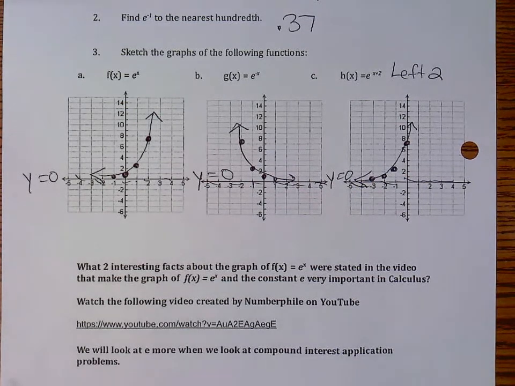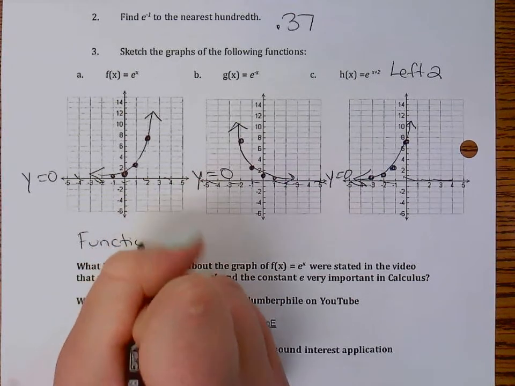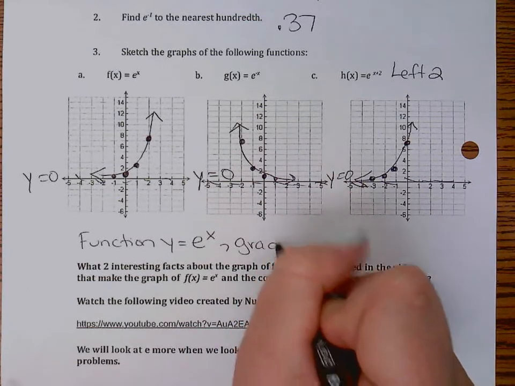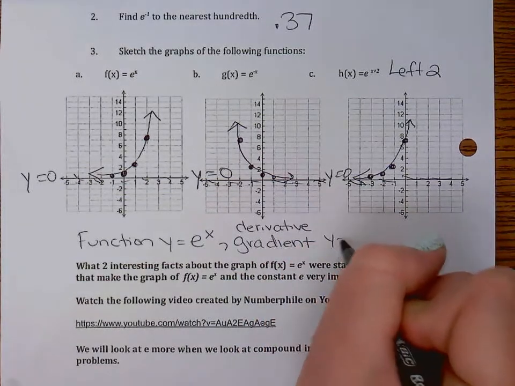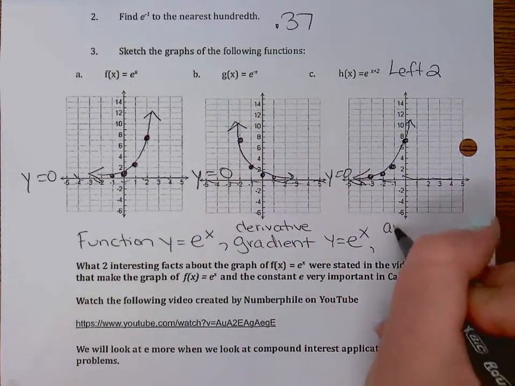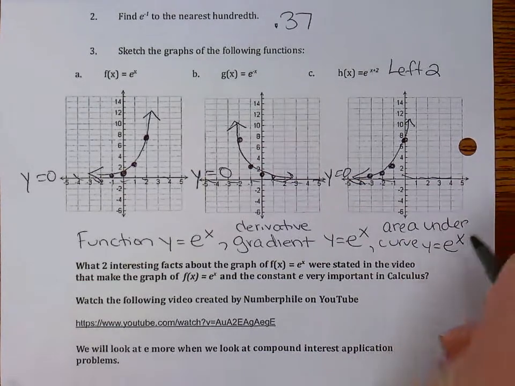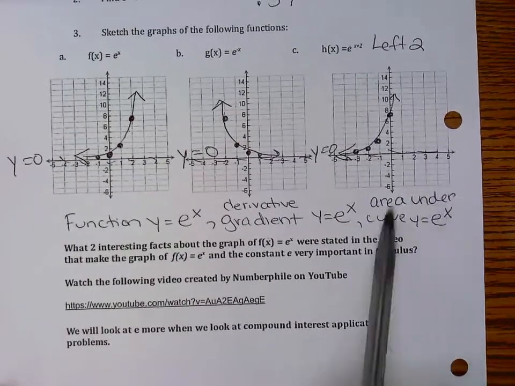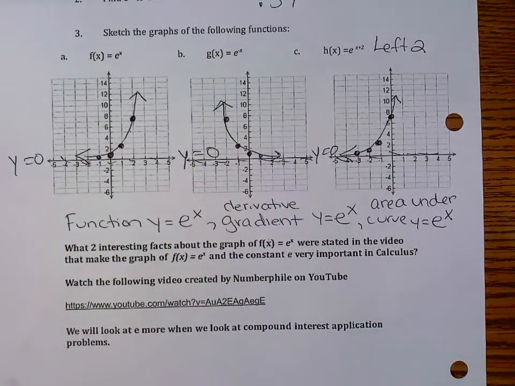And then just at the bottom, it says, what interesting facts about the graph of e to the x were stated? So for the function y equals e to the x, the gradient is really the derivative. The derivative is y equals e to the x, and the area under the curve is y equals e to the x. So anywhere on the curve, you can find the derivative using that function. Anywhere you can find the area under the curve using the same function. So when you get to calculus, you'll use e as part of your language.